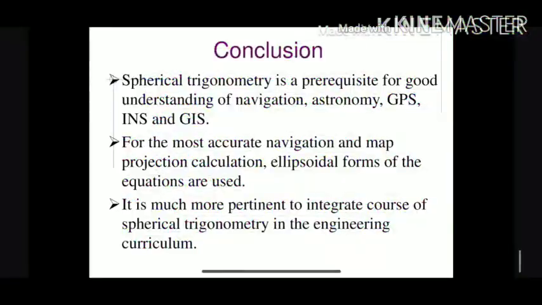The last of conclusion, trigonometry in navigation. First, spherical trigonometry is a prerequisite for good understanding of navigation, astronomy, GPS, INS, and GIS. Second, for the most accurate navigation and map projection, calculation, ellipsoidal forms of the equation are used. And lastly, it is much more pertinent to integrate course of spherical trigonometry in the engineering curriculum.